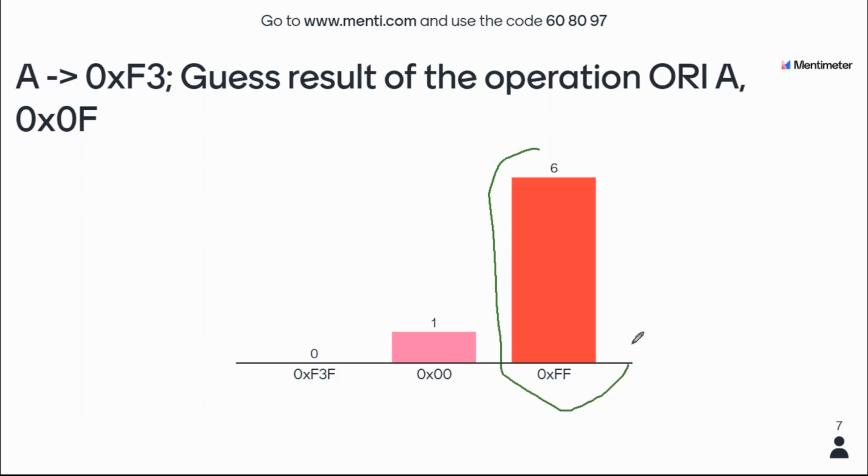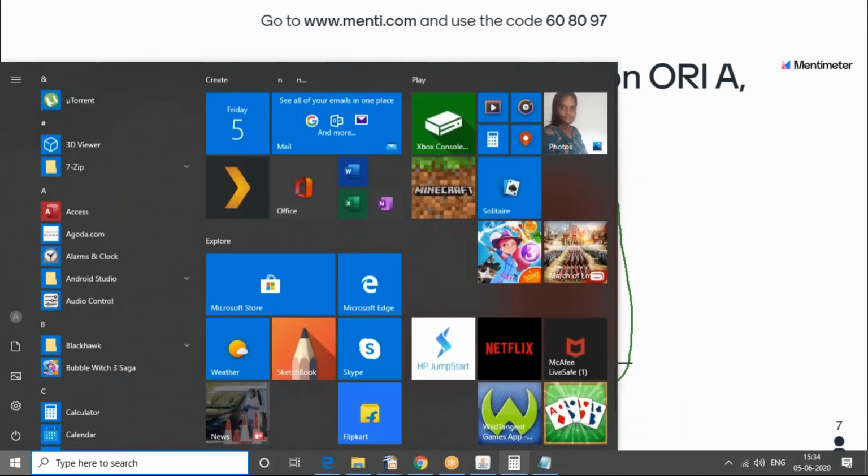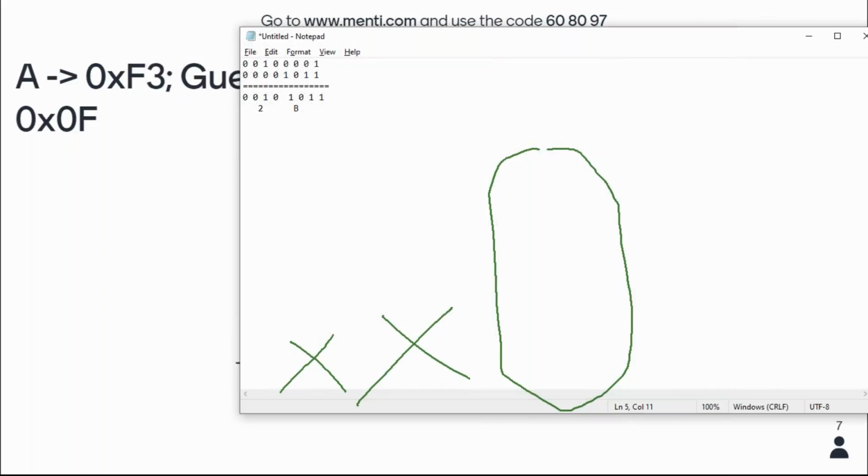And I think the answer FF is right. 00 is wrong, and F3F is the same concept which we discussed already. That is also wrong because the answer is greater than 8 bits, which the A register cannot store. And with OR, unless both the operands are 0, an OR operation will not lead to 0.